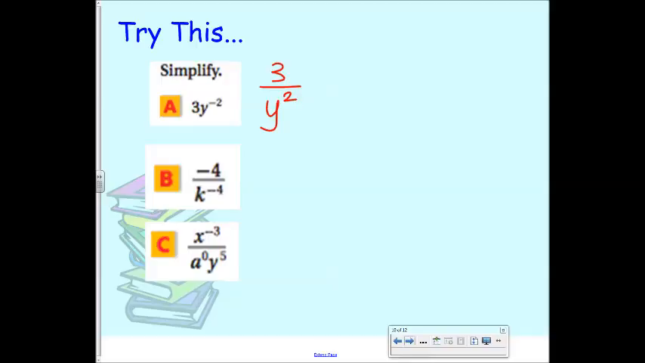Bring K up. What happens to the negative 4? What's the exponent of it? 1. So does that move? No, because that's a positive exponent, so that stays the same. So do I have anything on the bottom anymore? No. So what do I have left on the top? Negative 4 times K to the 4th. All right, so again, you only move it if it has a negative exponent, not if it's a negative number, if it has a negative exponent.